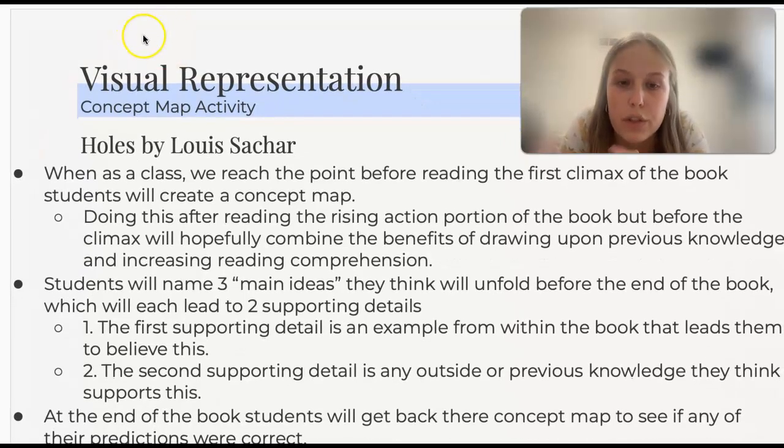So students would name 3 main ideas they think will unfold before the end of the book, which will each lead to 2 supporting details, so a total of 6 supporting details. These main ideas would be things that they think are about to happen. The first supporting detail for each main idea is an example from within the book that leads them to believe this. And the second is any outside or previous knowledge they think supports this. So that draws upon previous knowledge and reading comprehension, going back in the book and finding examples.